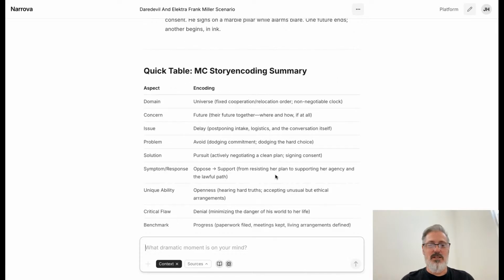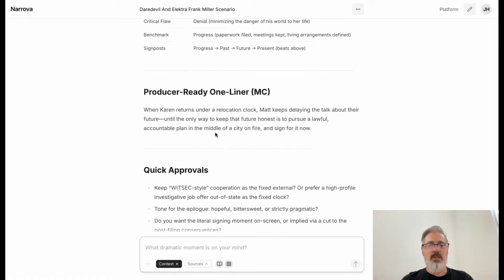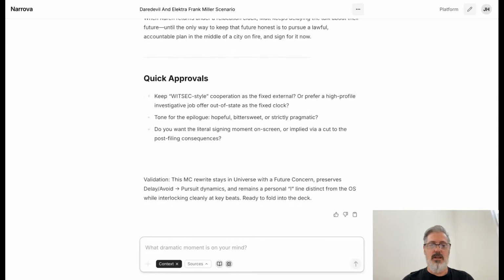Universe, future delay, postponing intake, logistics, and the conversation is up. Yeah, so kind of like dodging commitment, and then at the end pursues an active plan. Maybe he's dodging that commitment the whole time, putting it off as long as he possibly can. When Karen returns under a relocation clock, Matt keeps delaying the talk about their future until the only way to keep that future honest is to pursue a lawful, accountable plan in the middle of a city on fire and sign for it now. Okay, I don't mind that.